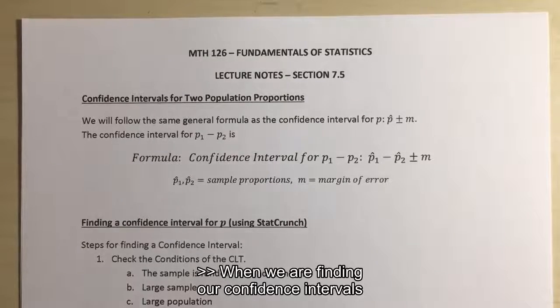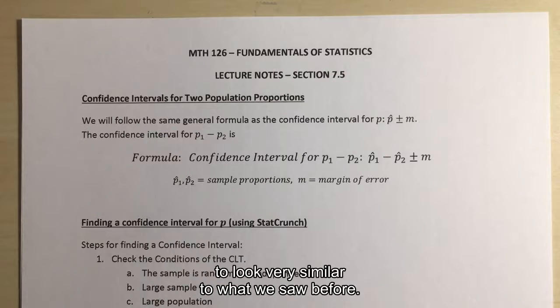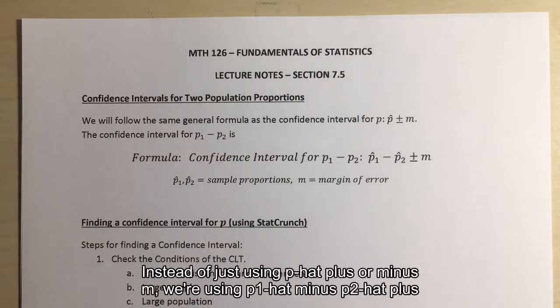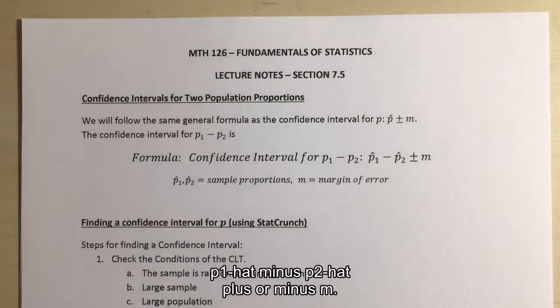So when we are finding our confidence interval for two population proportions, our basic formula is going to look very similar to what we saw before. Instead of just using p hat plus or minus m, we're using p1 hat minus p2 hat plus or minus m. And it's always in that order, p1 hat minus p2 hat plus or minus m.